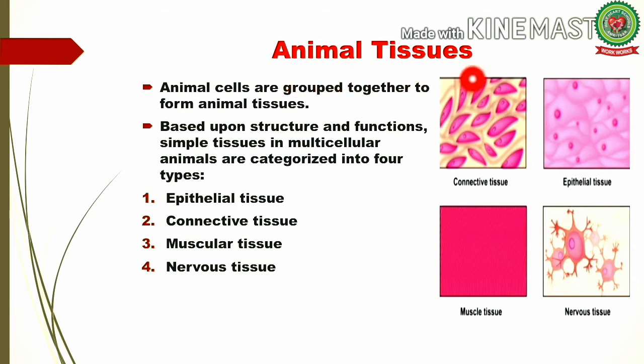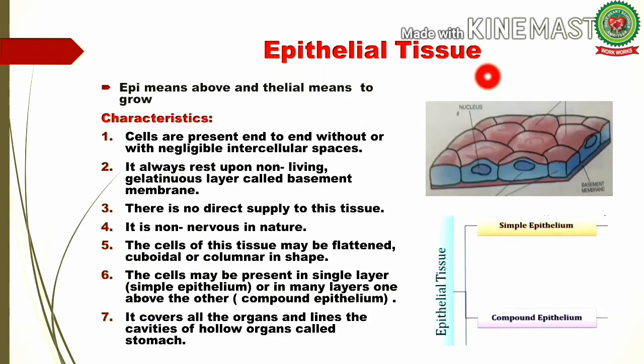We'll discuss animal tissues. Students, as we have discussed, cells are grouped together to form tissues. So, in case of animals, animal cells are grouped together to form animal tissues. Based upon the structure and functions, simple tissues in multicellular animals are categorized into four types. First is epithelial tissue, next is connective tissue, muscular tissue and nervous tissue. Now students, what is epithelial tissue? If you break this word, epi means above and thelial means to grow.